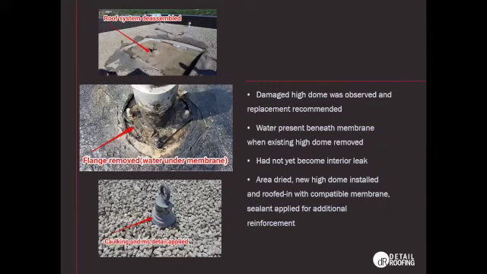Another thing that we came across during a maintenance scope here is the high dome at the base of this anchor had some damage. We recommended the replacement, and during the scope of work found that there was actually water underneath. Again, the property manager was very proactive there and had that repaired and replaced before it was able to create any interior issues.